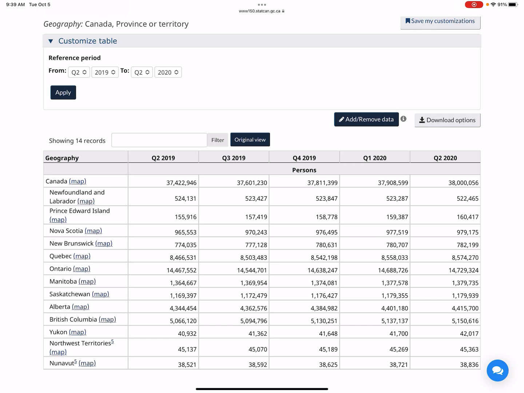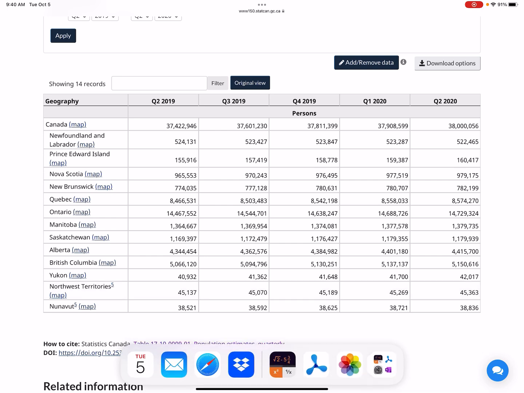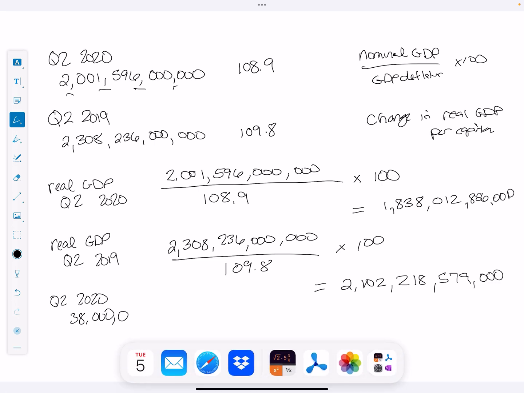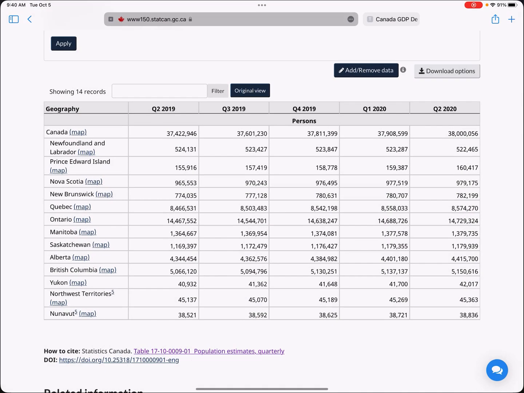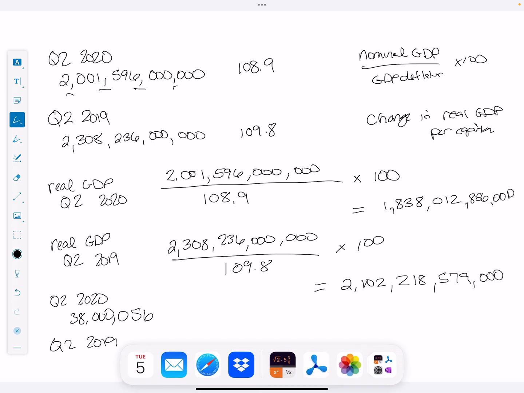So let's look at Q2 for 2020, which was 38,056,000. Notice when we look at the bottom where it says how to cite, it doesn't say there's any extra zeros we need to include. So we have 38 million people in Canada. So let's write that down. And what was that last number, 56? Okay, and let's also pull Q2 2019.